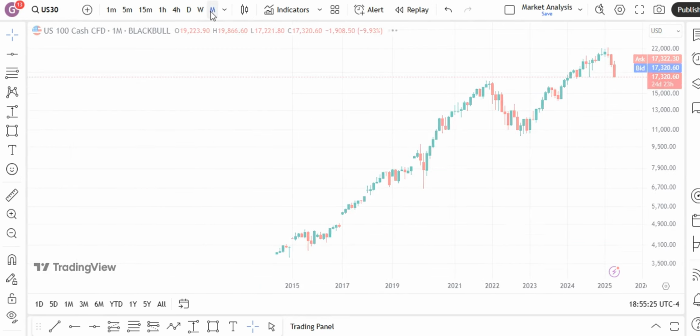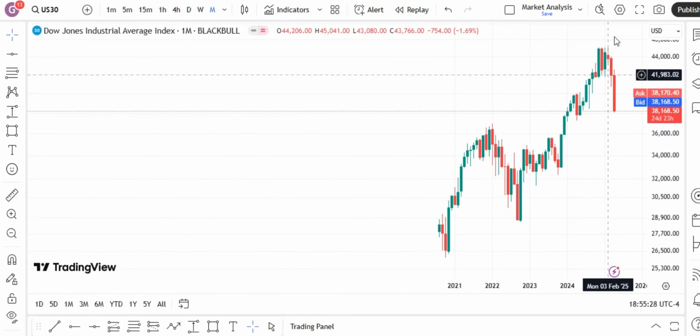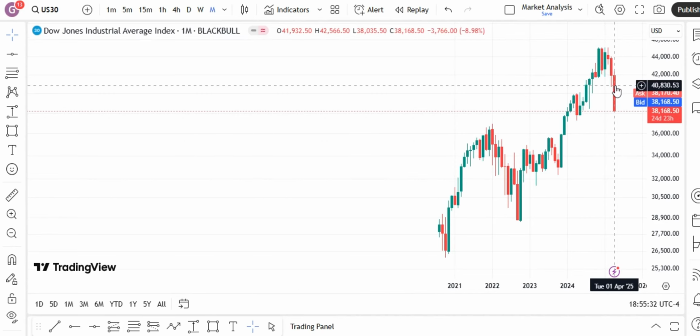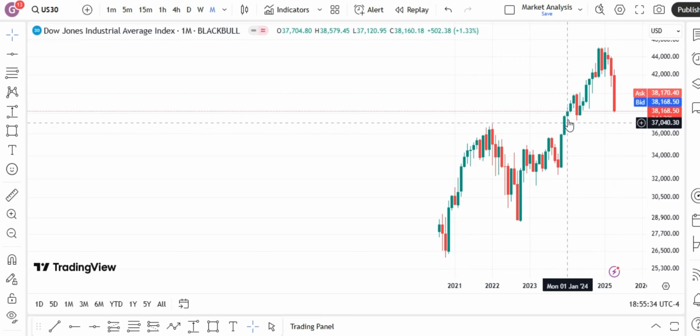Let's go to US 30. This low has been taken out. This other block has been disrespected. So what we expect price to do, FVG here, other block here. This is where I expect price to trade to.